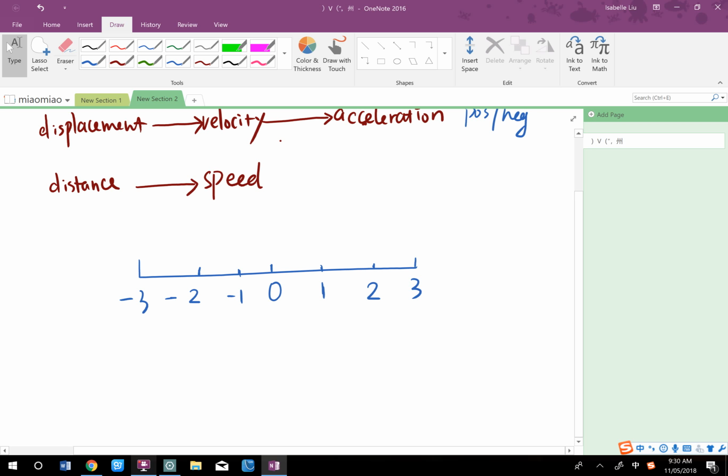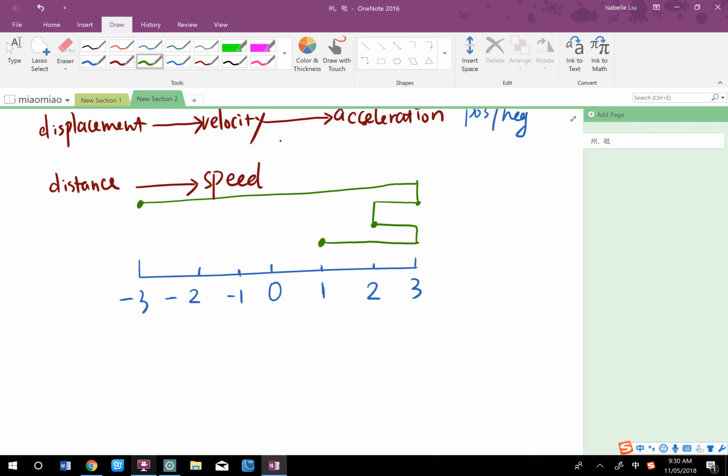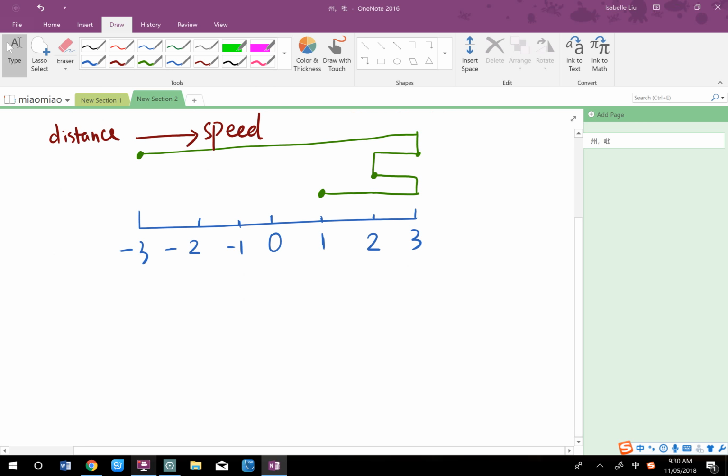Someone walks in a path, like I start from 1, I go to 3, go back to 2, and back to 3. And go all the way to negative 3. That's how this person's walking, going back, forward, and then keep moving all the way back.